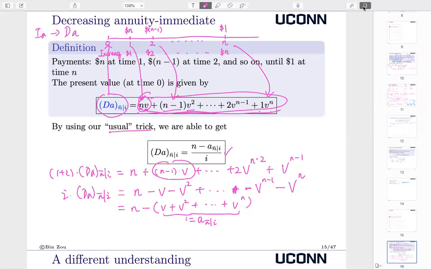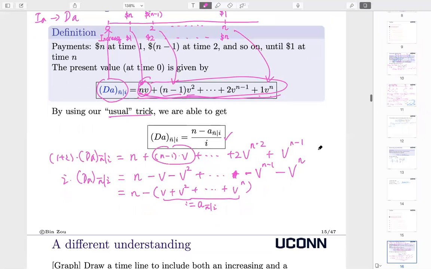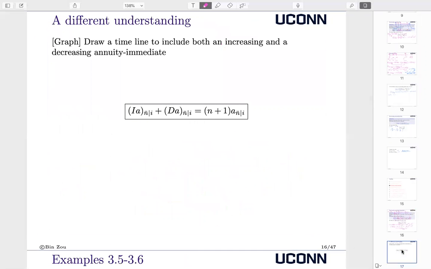Okay, this is how you derive it. This is one way to understand. I always provide multiple ways for you to understand, hopefully one of them will work for you, if not all of them. So here I provide a different understanding.